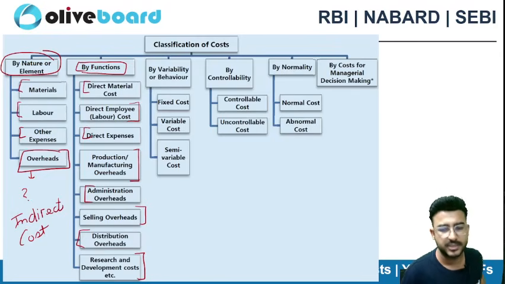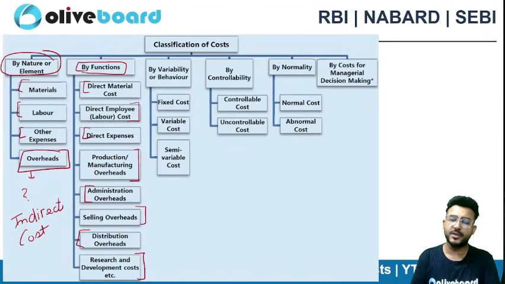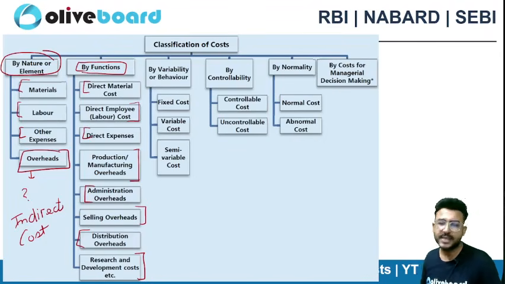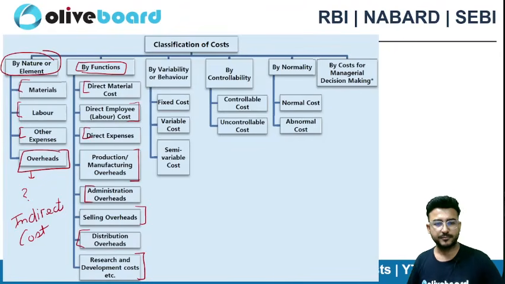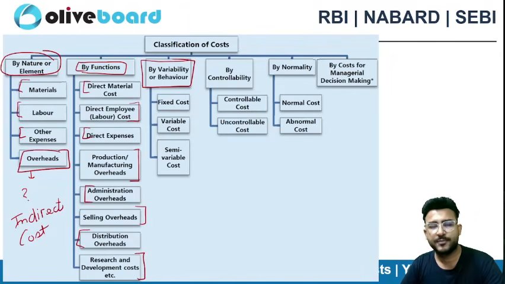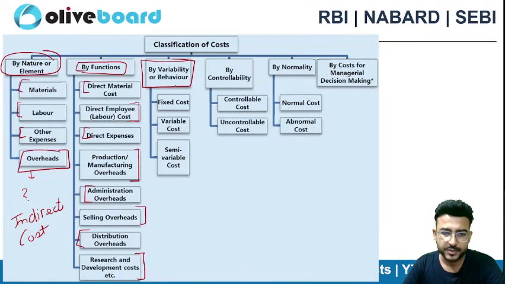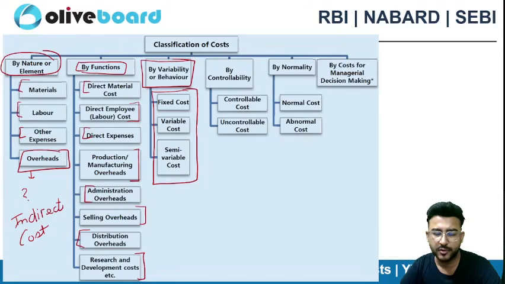So based on functions, we have bifurcated: what is the cost of my production department, what is the cost of my administration department, what is the cost of my selling department. Then comes the variability or the behavior of the cost, whether it will vary with the level of production or not. So it can be fixed, variable, and semi variable. This concept we are going to study today is a very important concept for your examination. This becomes the very base of costing.